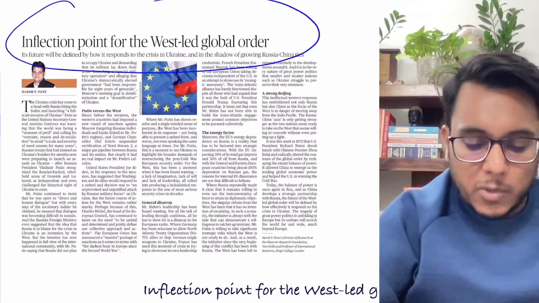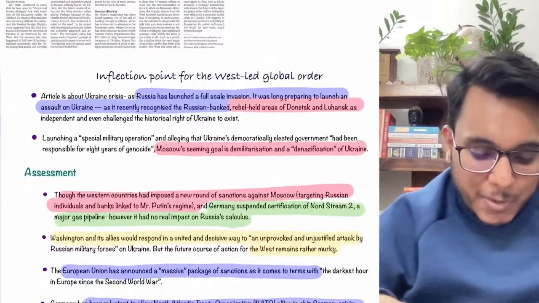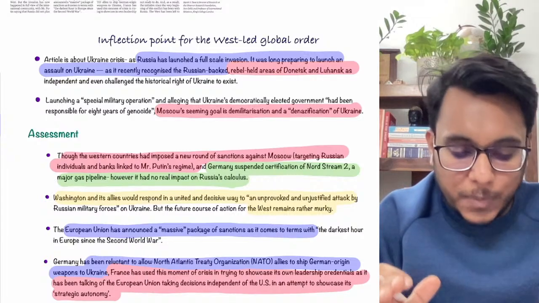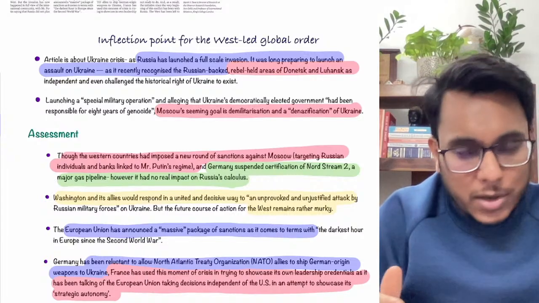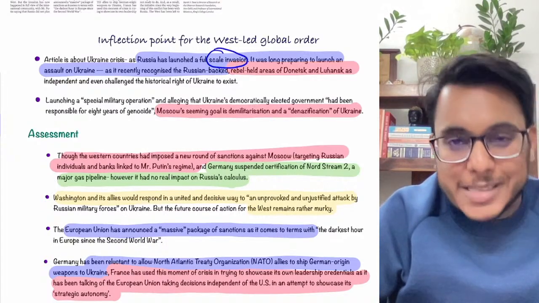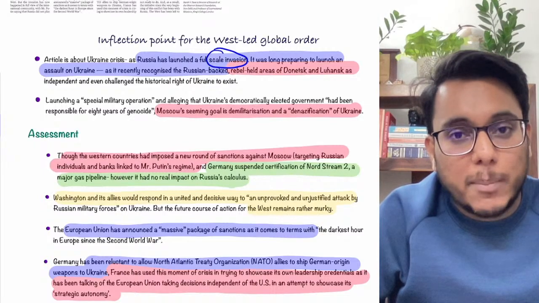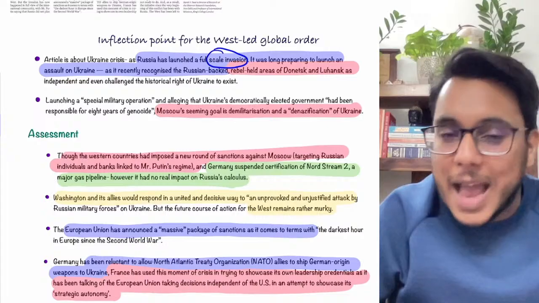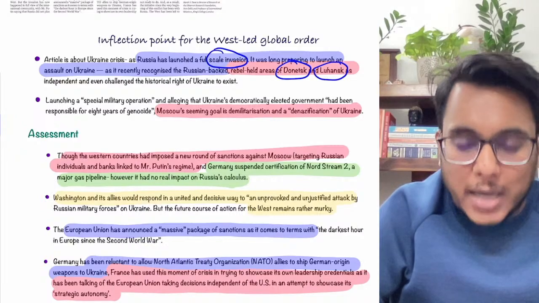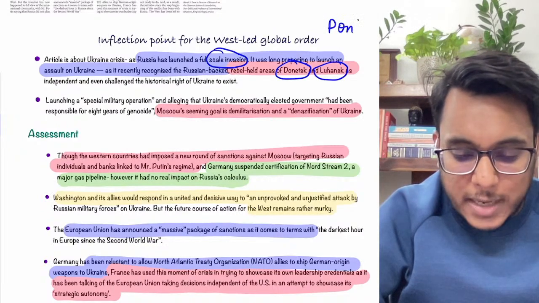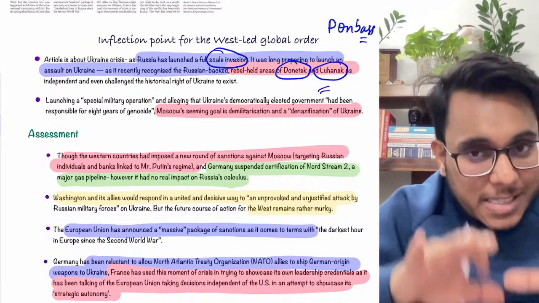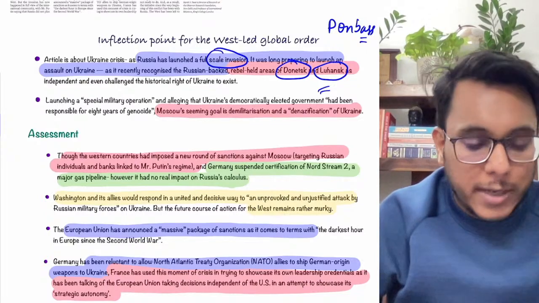Inflection point for the West-led global order. Clear? Now guys, this article is briefly talking about the situation that is evolving in Russia and Ukraine. First of all, it has been provided that Russia has launched a full invasion of Ukraine. Is it clear? Russia is saying that we are going there to protect the pro-Russian people, the people of Russian ethnicity, and earlier Russia even recognized the independence of the Donetsk and Luhansk regions, which are in eastern Ukraine's Donbass. These people are pro-Russian, and the independence of these two regions has been recognized by Russia.